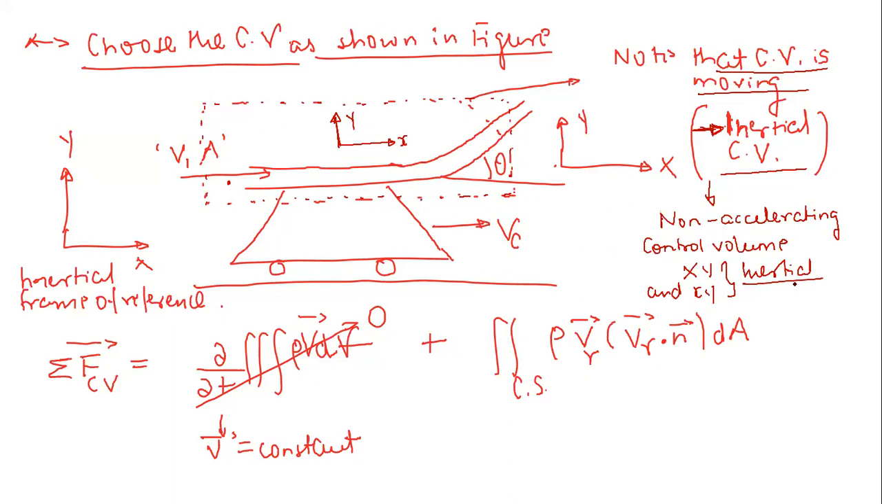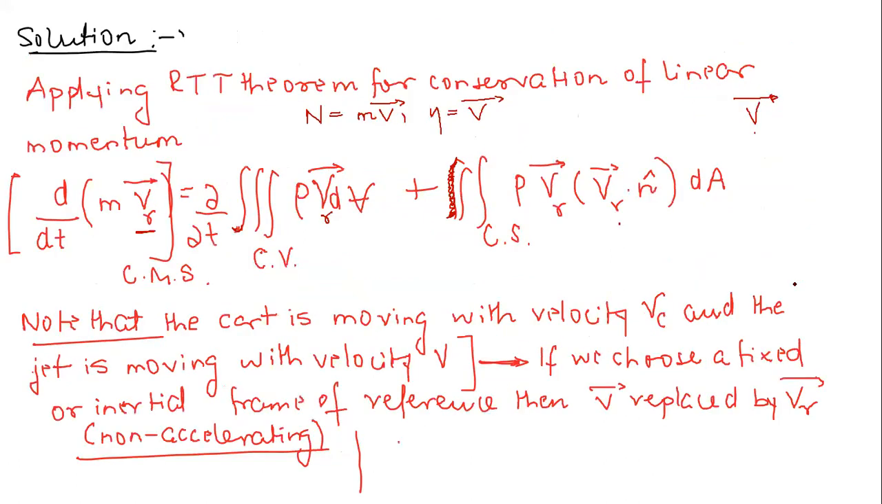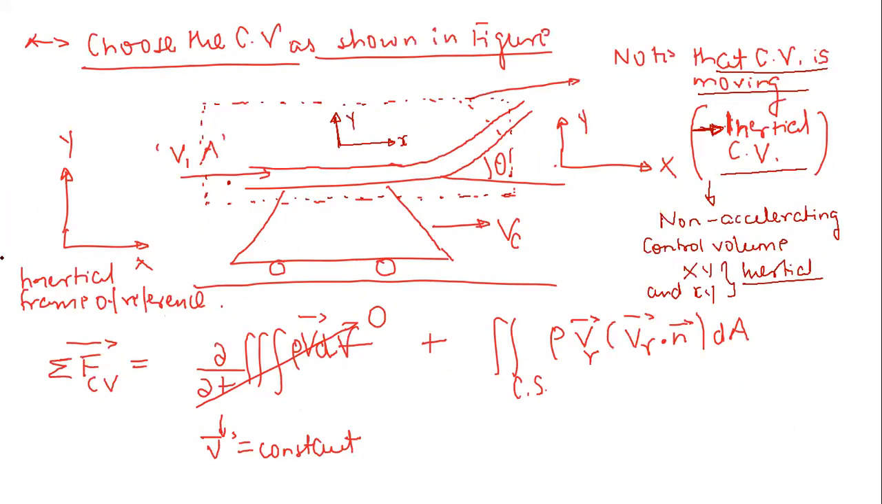So now if you have such situations, then this is very important: we replace this v vector simply by vr vector, always remember. So what is this vr vector? Vr vector is the velocity of the control volume relative to the inertial or the fixed frame of reference.